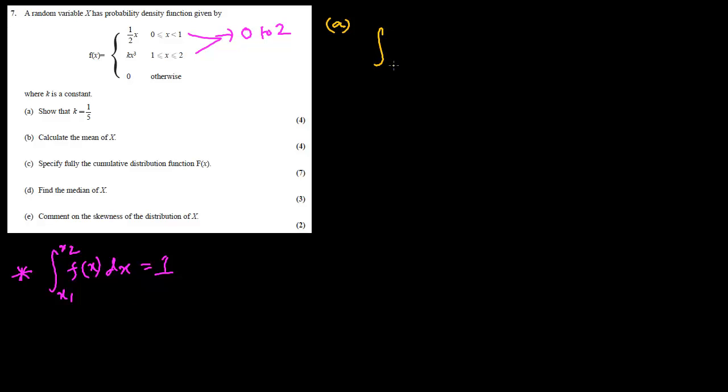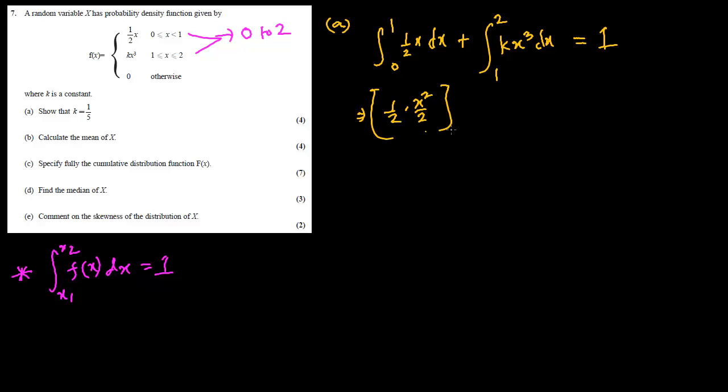First one is 0 to 1, and the expression f(x) is half x dx. We add this to the probability of 1 to 2, and the PDF is kx cubed dx, and these two combined would give us the total probability of 1. So let's do this. If we integrate this, half is half, x is integrated to x squared by 2, and the limit is 0 to 1, plus k is the constant k, and x cubed is x to the power 4 by 4, and the limit is 1 to 2.